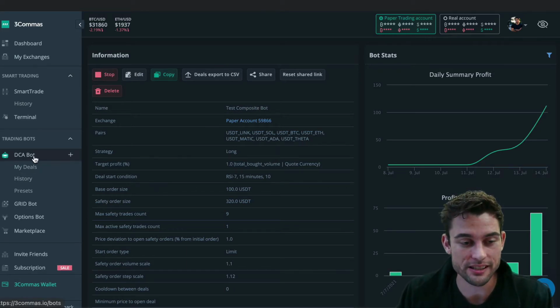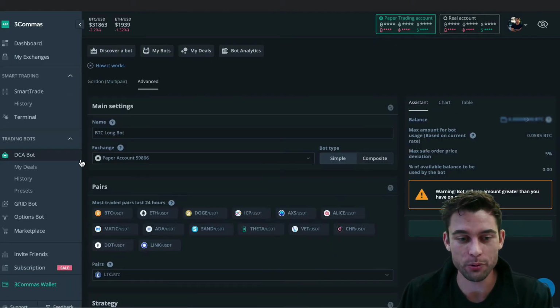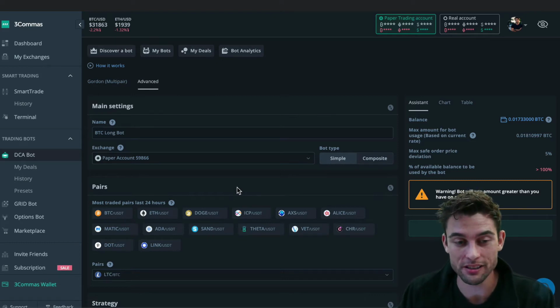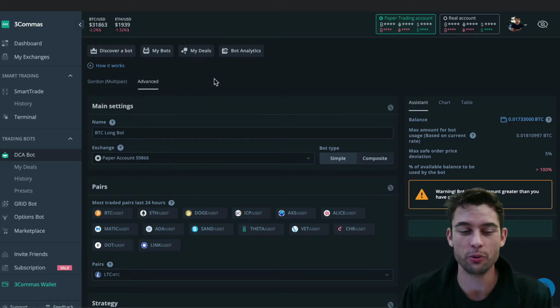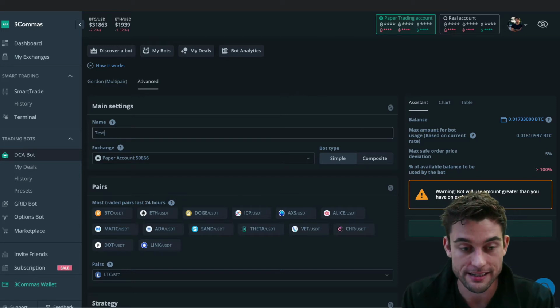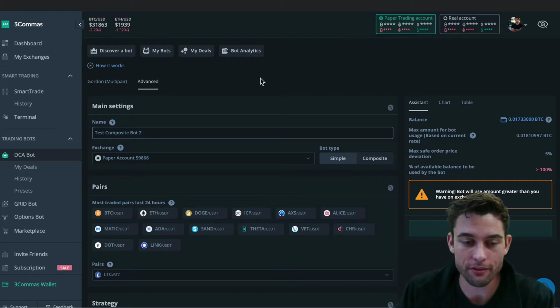Let's go to the DCA bot and click the little plus sign right here, and that will bring you up to the page that you should definitely be familiar with at this point. And so we're just gonna go down one by one like usual. Main settings: underneath the name, this is the name for the bot. So let's name this Test Composite Bot. And I'm actually going to name this Test Composite Bot 2 because we already had our Test Composite Bot 1 that I created previously. But if you haven't created one yet, you could just name yours Test Composite Bot.